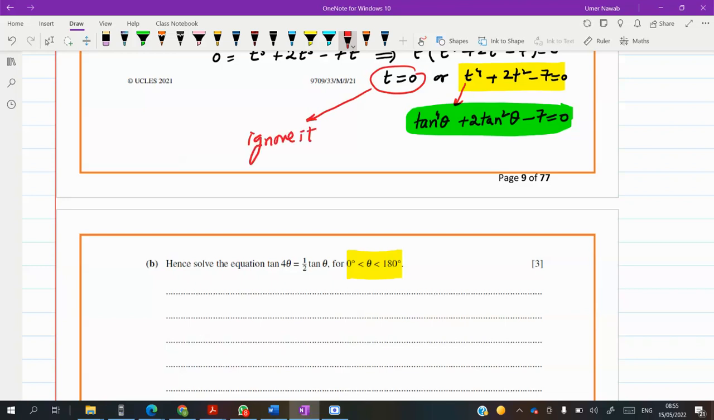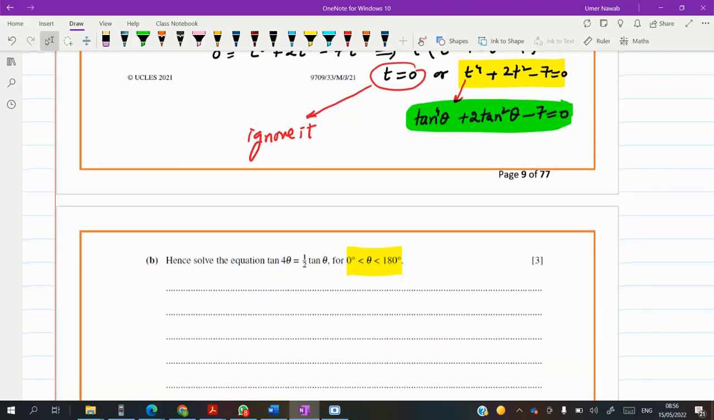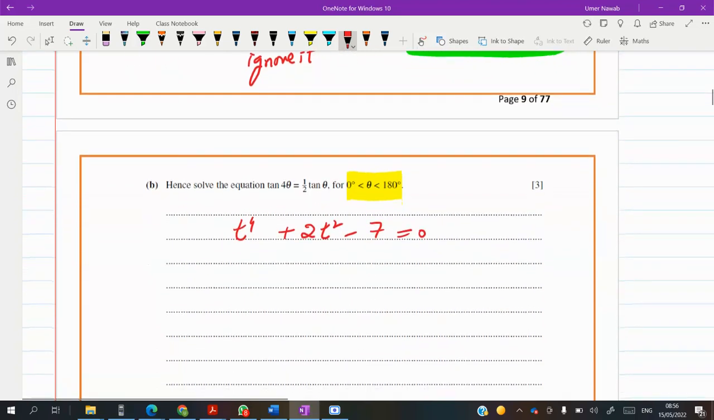Because tan theta is 0 at 0 and 180. But the range which he has given, 0 and 180, is not included. Guys, can you see this is a disguised quadratic equation? So this is t to the power 4 plus 2t squared minus 7 is equal to 0. In our quadratic equation, a is 1, b is 2, and c is equal to minus 7.